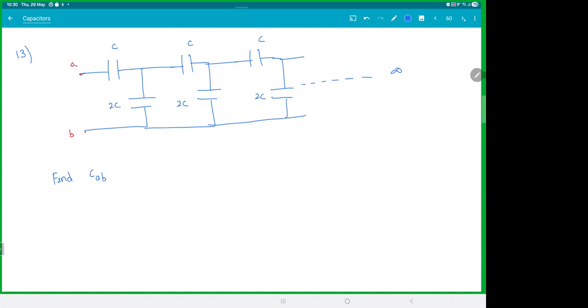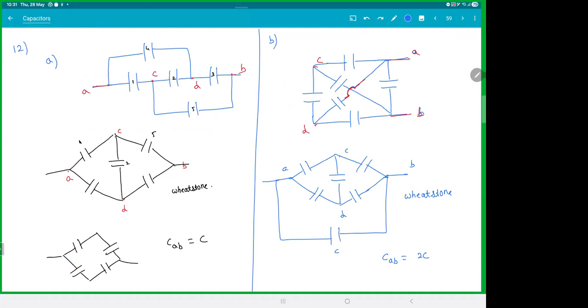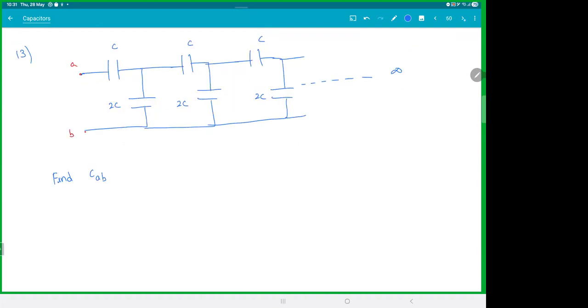This is an infinite ladder. You're just adding C to C, C to C, and so on. What is the equivalent of this? If you connect a battery between A and B, if you replace this entire thing with one single capacitor, what is the value?